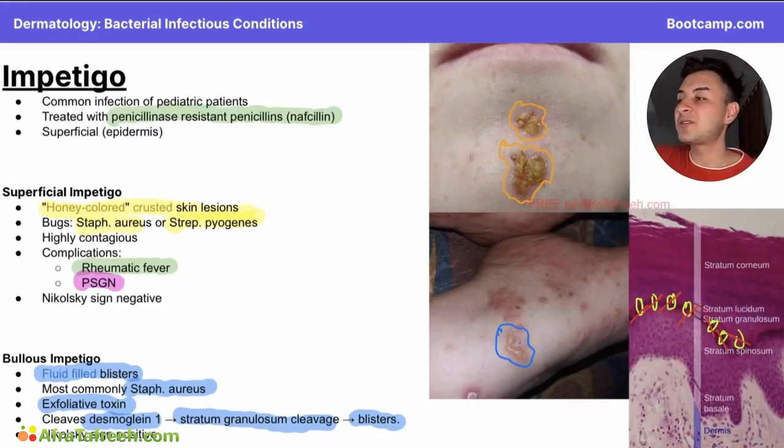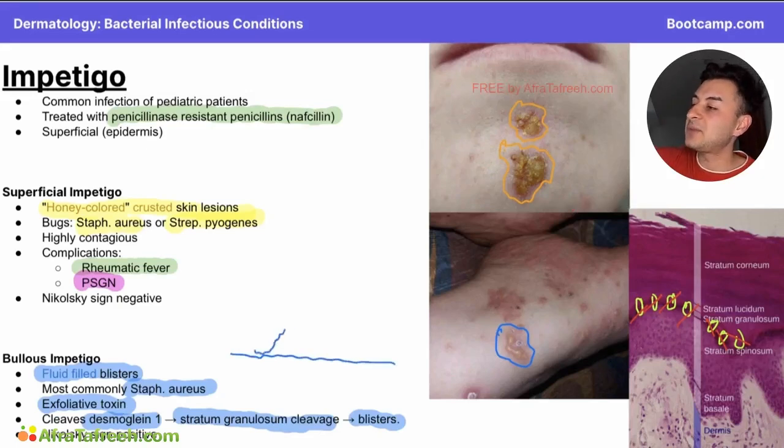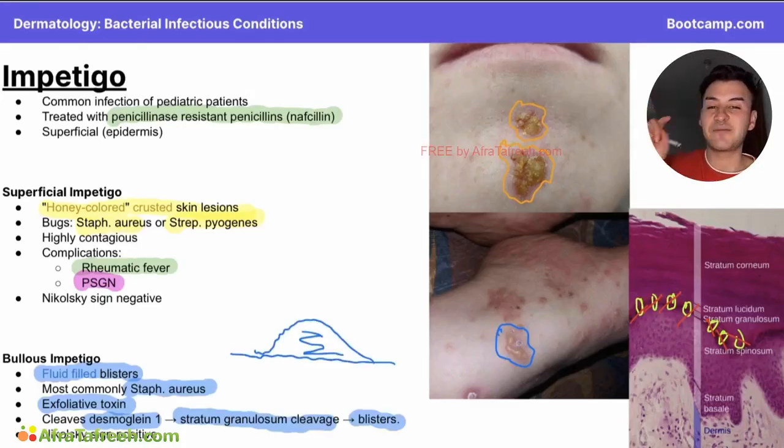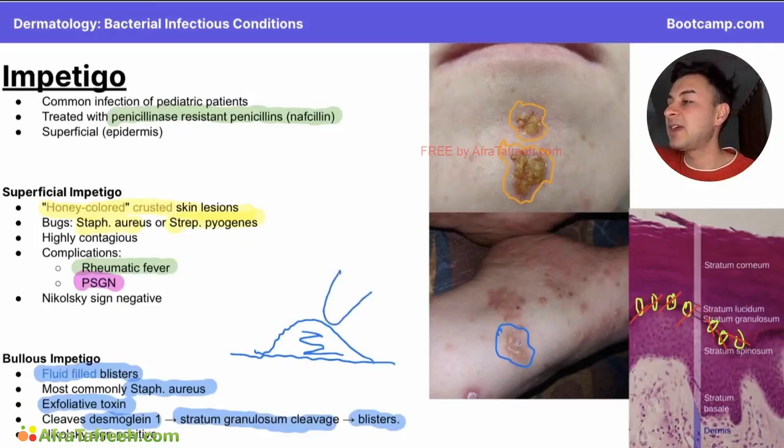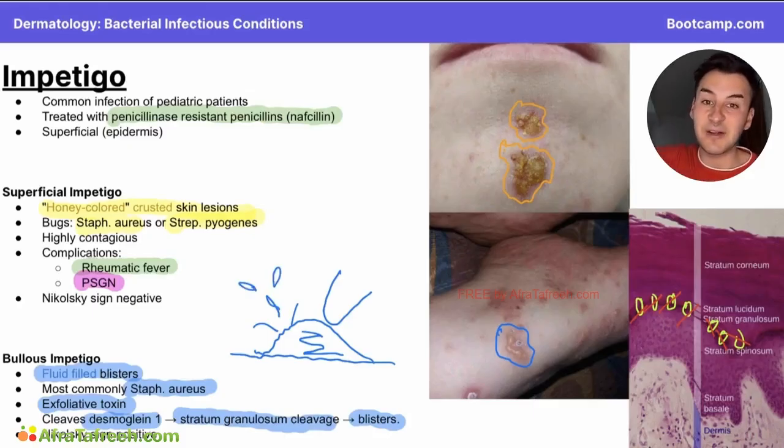So let's talk about what Nikolsky sign positive means. If this is the surface of the skin here, and then we have a blister right up here with some fluid inside, a Nikolsky sign positive blister is going to break open at the slightest amount of trauma. If I just tap, tap, tap with my finger here on this blister, it would lyse open very easily and spill out all of its liquid. It sloughs off very easily. And this is what is characteristic of a Nikolsky sign positive lesion. So I'm just going to highlight that for you guys here, Nikolsky sign positive. Whereas our superficial impetigo infections are going to be Nikolsky sign negative and are going to be characterized by this crusty yellow scale instead.